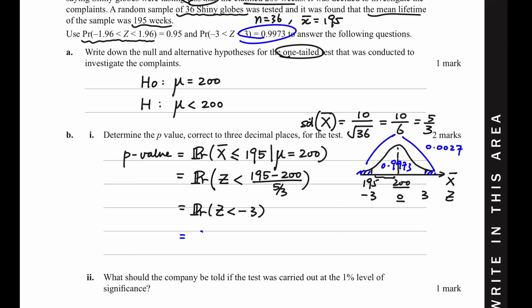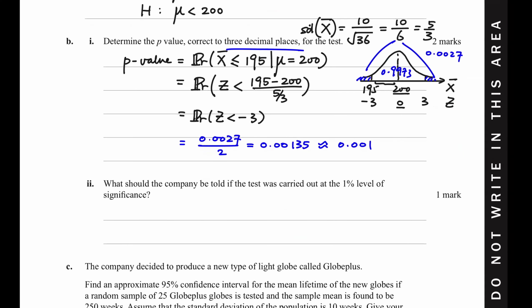And on one side is 0.0027 divided by 2. That will give you 0.00135, which is roughly 0.001, correct to 3 decimal places. And because the test is carried out at a significance level of 0.01, we can say the p-value is 0.00135, but it's less than 1%. Therefore, we have sufficient evidence to reject H0.